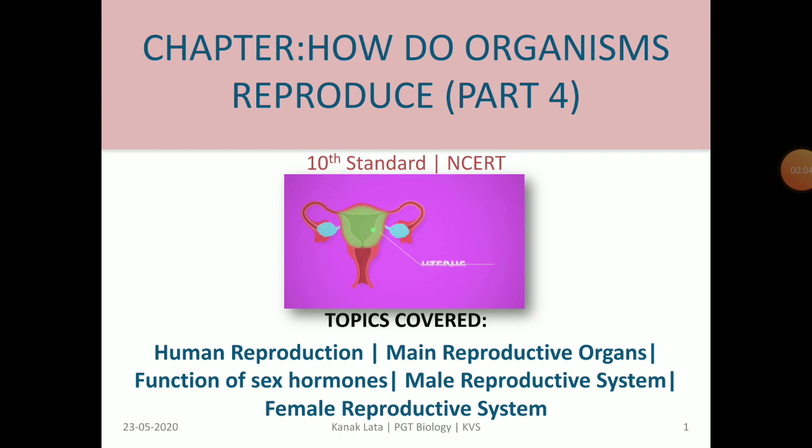Today in this online session, I am again back with the fourth part of how do organisms reproduce of 10th standard. Today we will discuss human reproduction, main reproductive organs, function of sex hormones, male reproductive system and female reproductive system. So let us see one by one.